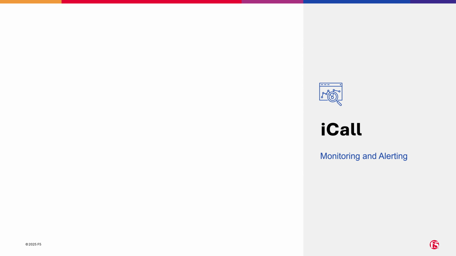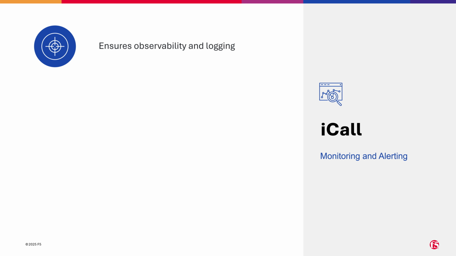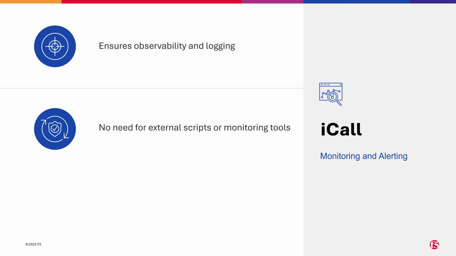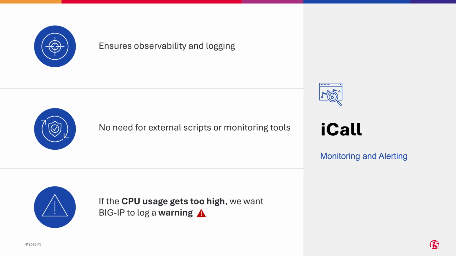F5 Big IP has a built-in automation tool called iCall. It helps with observability and logging. iCall lets the system react to specific events without using external scripts or monitoring tools. This helps keep the system stable without manual work. To show how this works, let's monitor CPU usage. If the CPU usage gets too high, we want Big IP to log a warning. We will do this using iCall.